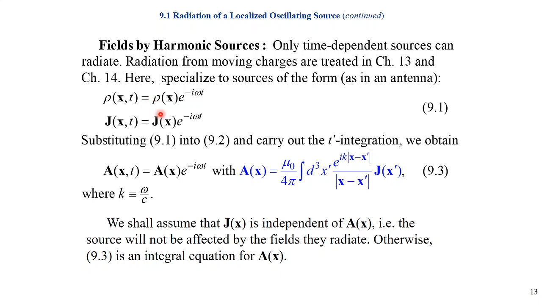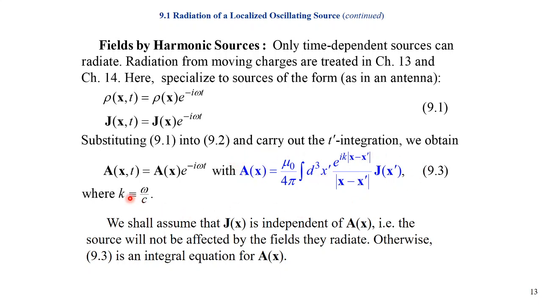We should take the real part of this one. This one contains amplitude and phase, contains vector and phase. So it's a phasor. Now let's substitute equation 9.1 into 9.2, and we will carry out the t prime integration, and we will obtain these solutions. Still very simple.